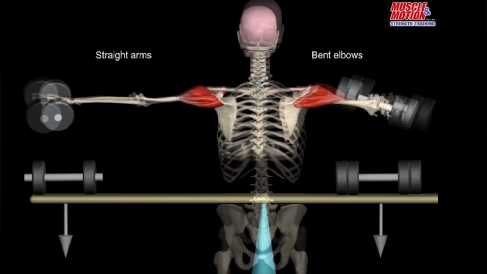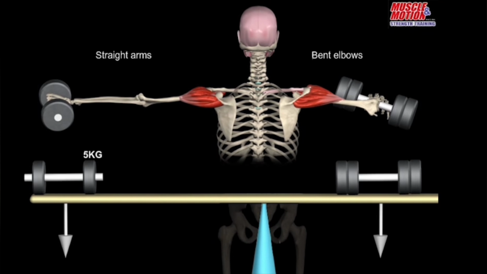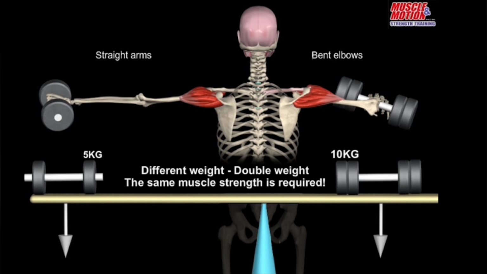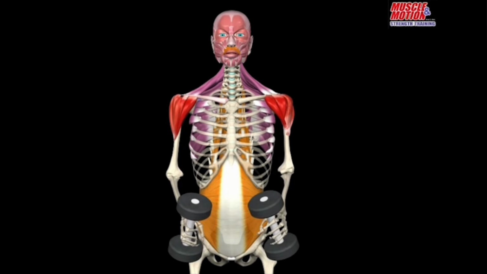you can clearly see the effects of a straight arm versus a bent arm. It's quite possible to double the weight and have the same exact load delivered to the muscle. This is due to lever magnification.